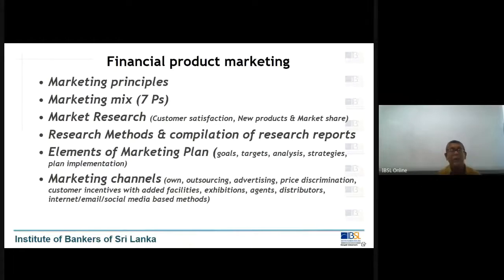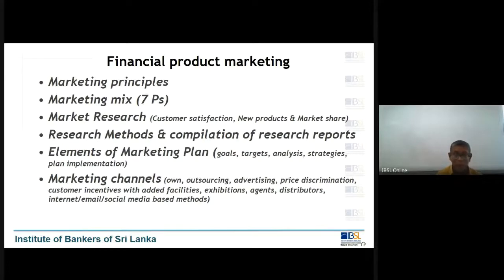And also, we are going to discuss the marketing plan. What are the key components under the marketing plan, right? Goals, targets, and things like that. Very simple way. And the last one, we are going to discuss the marketing channels, or sometimes we call them delivery channels. Delivery channels we discussed earlier are complex, changing quite often. Now you see today in the banking fraternity under the COVID-19 issue, how important all these delivery channels are, as well as the marketing delivery channels to communicate with customers, right? All these things we are going to discuss under financial product marketing, right?